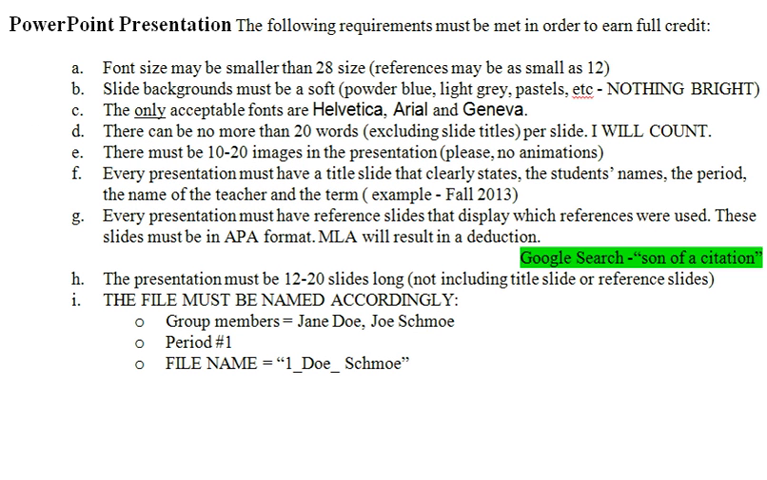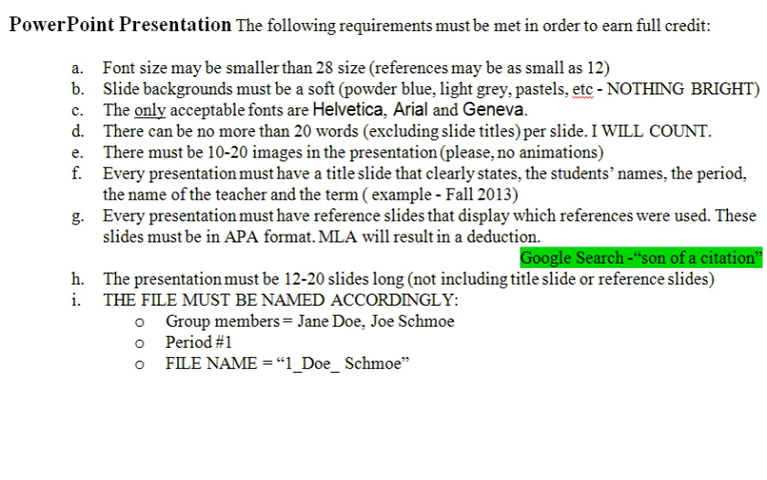Now, this presentation will be a PowerPoint. You can go ahead and read through the requirements: font size, slide backgrounds, acceptable fonts, and no more than 20 words per slide. I need 10 to 20 images, with no animations. Every presentation must have a title slide that clearly states your names, the period, name of teacher, and the term. For example, fall 2013 would be the term. Every presentation must also have reference slides that display the references that were used. These slides must be in APA format, not MLA format. If you do MLA format, you will get a deduction.